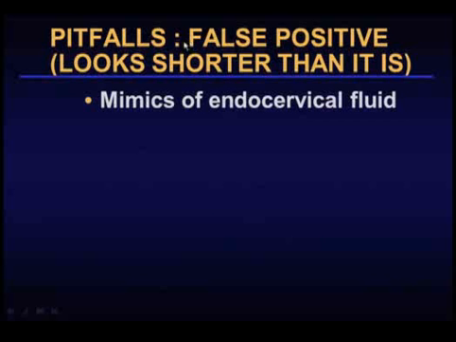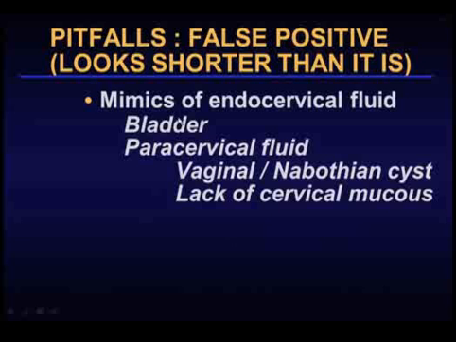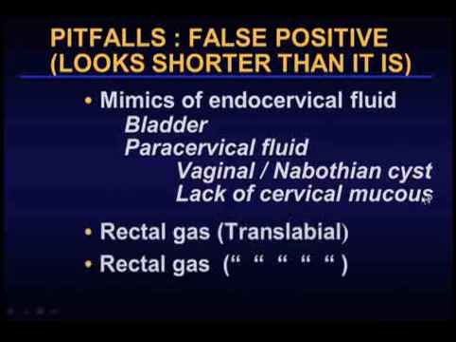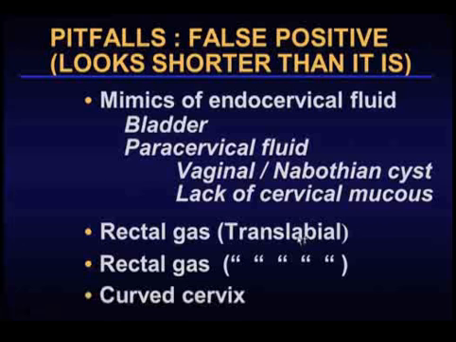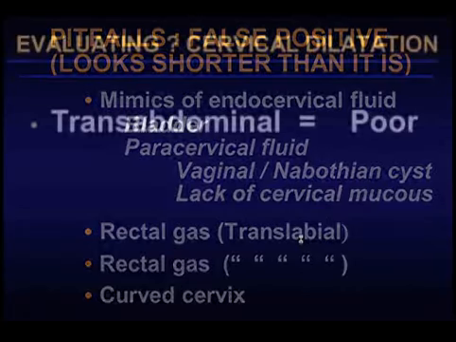So some of the pitfalls that would be false positives, meaning that you think it's abnormal, but it's really not, it's normal, would be times when you could have what looks like endocervical fluid. The bladder can cause that. You can have fluid from a Nabothian cyst or vaginal fluid. We talked about lack of cervical mucus. And the big one is shadowing from adjacent rectosigmoid bowel, causing you not to be able to see the external os when you're doing a translabial scan. The curved cervix is one other pitfall from a technical measuring point, okay?